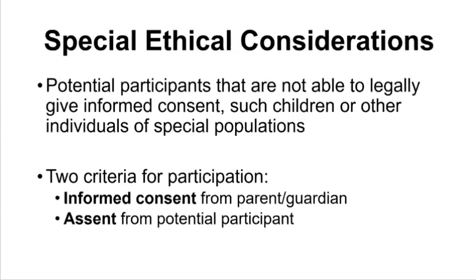Some populations of interest require additional considerations. Potential participants that are not able to legally give informed consent, such as children or other individuals from special populations, require 2 additional criteria for participation. The first is informed consent from the parent or guardian, and assent from the potential participant.